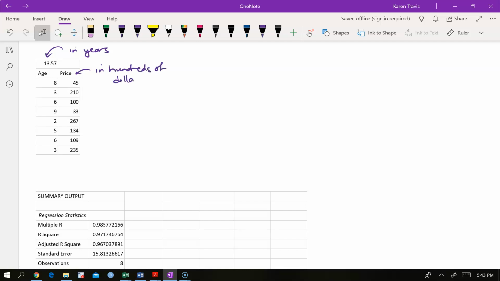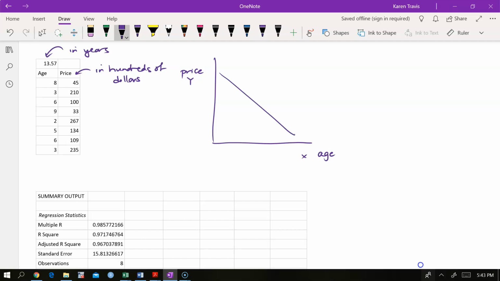So what we want to think about is, on our horizontal axis, our x-axis, we need whichever variable is happening first that is causing the change in the other variable. So age is the factor that is causing a change in the price of the car. So we think that the older the car gets, the price will go down. So we think it's a negative relationship.